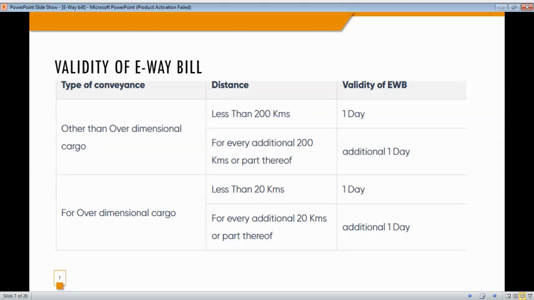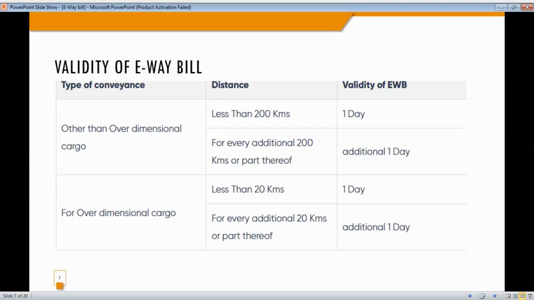For the first day it will be 100, the second day 100, and the third day 100. But for the fourth day it will be 50 kilometers, since it is one day for each 100 kilometers of a journey. Knowing the valid period of e-way bill helps the consignor, consignee or transporter plan the transport of goods within a legal time frame and avoid penalty.